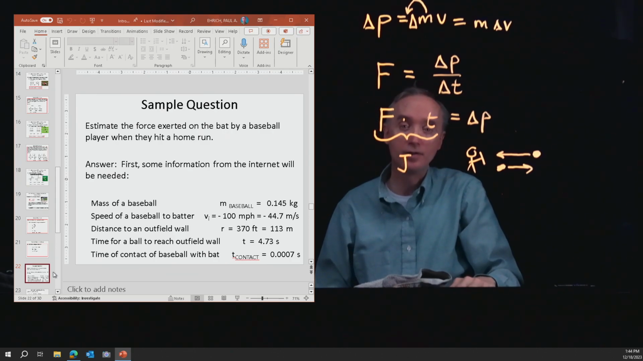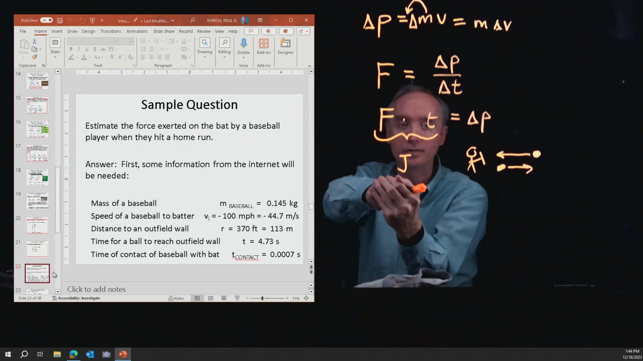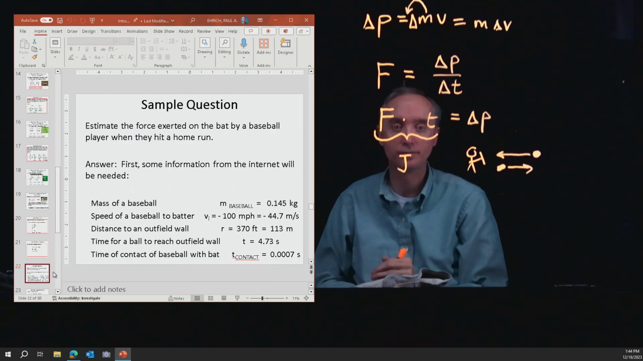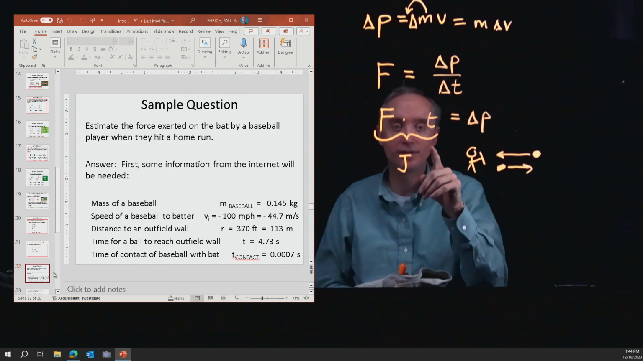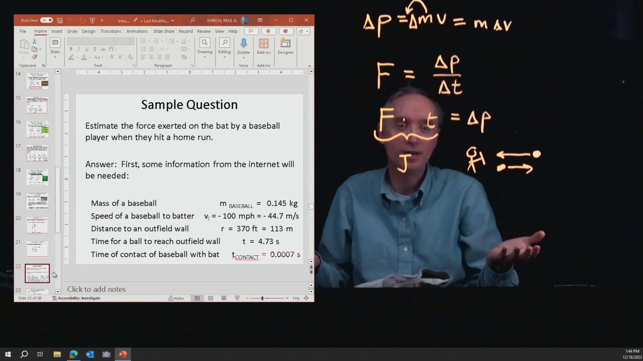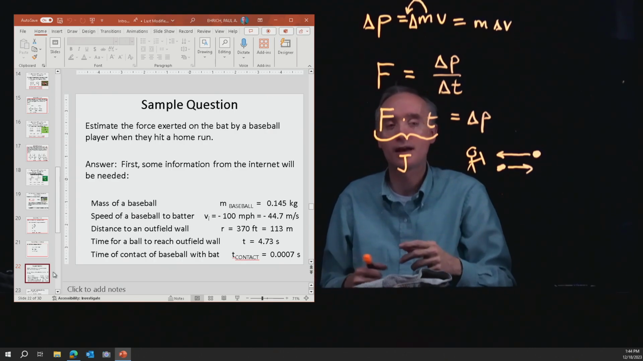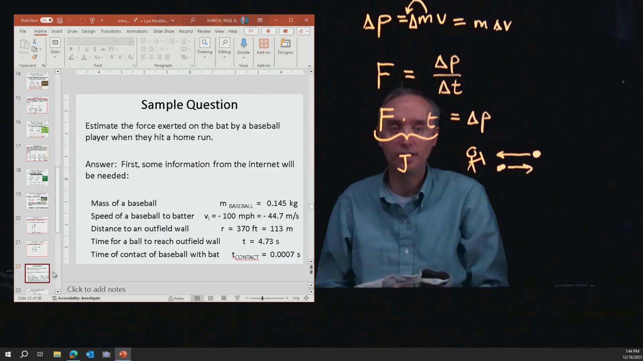And then I also looked up on the internet how long the baseball is in contact with the bat. So notice it's not what you might think. You might have thought, well, maybe a second. Well, it's really 0.0007 seconds. So that's how long a baseball is physically in contact with a bat.